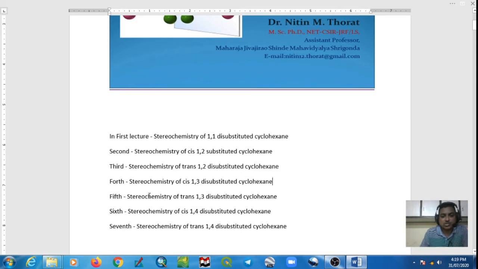Fifth one, stereochemistry of trans-1,3-disubstituted cyclohexane. Sixth one, stereochemistry of cis-1,4-dimethyl cyclohexane. And seventh one is stereochemistry of trans-1,4-disubstituted cyclohexane.